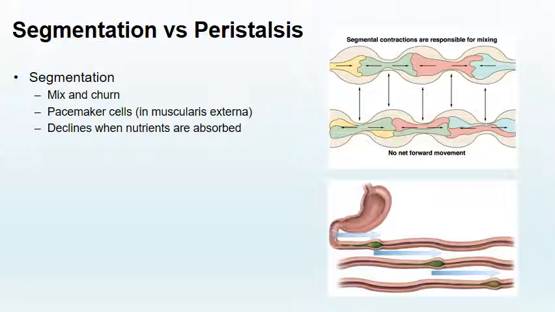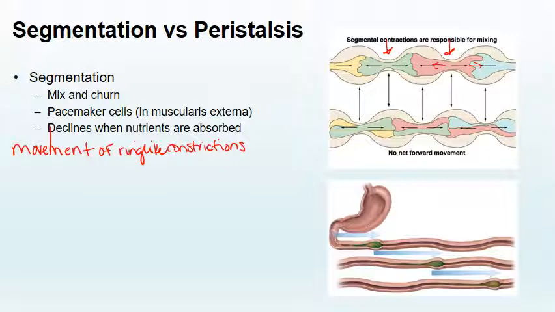Segmentation itself is going to be movement of stationary ring-like constrictions. You can envision this like you're squeezing a tube of toothpaste. You start by squeezing it at two places just randomly, okay? And so when you do that, the contents are going to move to one direction or the other.